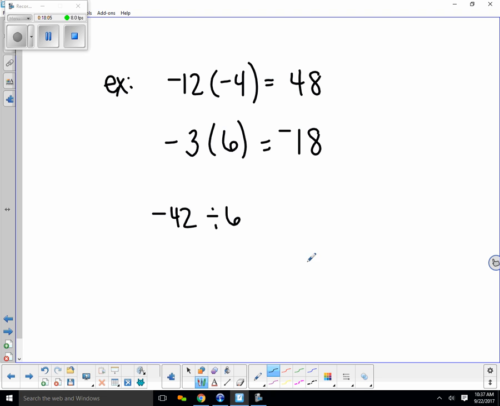Negative 42 divided by 6. 7. My signs were different, so my answer is negative. Okay, everybody see those? I think the multiplying and dividing is a little bit easier, but we don't want to get them confused with the adding and subtracting from time to time, okay? We do not have to rewrite anything for multiplying and dividing. We just have to follow those two rules, okay?